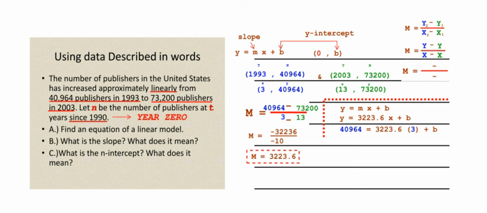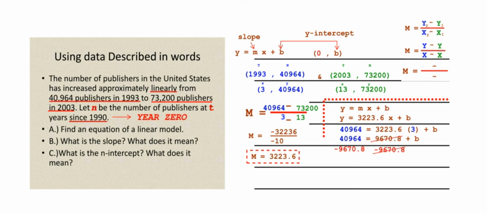So now we want to solve for b. So that implies simplifying. 3223.6 times 3 will give us 9,670.8. So we have 40,964 equals 9,670.8 plus b. So let's solve for b, meaning let's get rid of 9,670.8. It's positive, right? So let's subtract it then from both sides of our equation. Remember, what we do to one side, we must do to the other, and notice that 9,670.8 cancels out on the left and the right side.